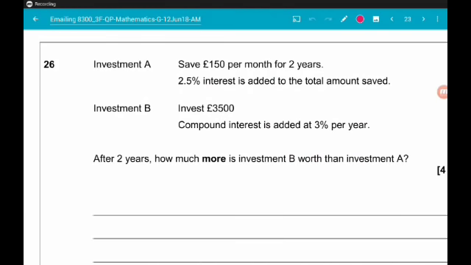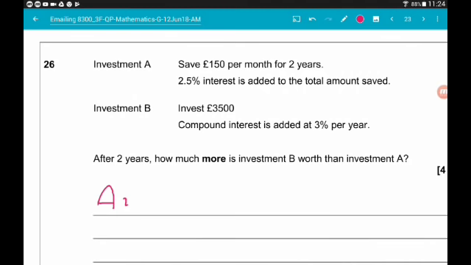Okay, question 26 is some fun with percentages, so I'll put my percentage increase and decrease stuff down below. Okay, so we got these two investments, A and B. We want to work out how much more investment B is worth than investment A after 2 years. So we're going to need to work out the value of both investments after 2 years first of all. So let's do investment A first of all.